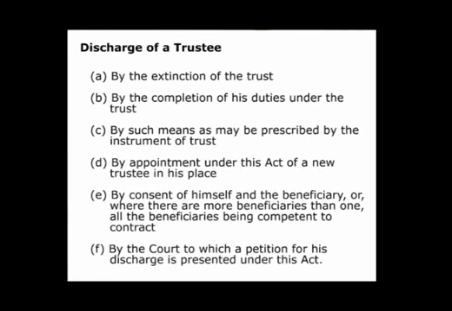So how can a trustee be discharged from his duties? It is discharged by the extinction of the trust. In other words, when the trust comes to an end. It is discharged by the completion of the duties of a trustee. It is discharged by means prescribed by the instrument of trust. In other words, the conditions set out in the trust document. It is discharged by the appointment under the trust of a new trustee. It can also be discharged by consent of himself and the beneficiary. It can also be discharged by the court to which a petition for his discharge is presented under the Act.